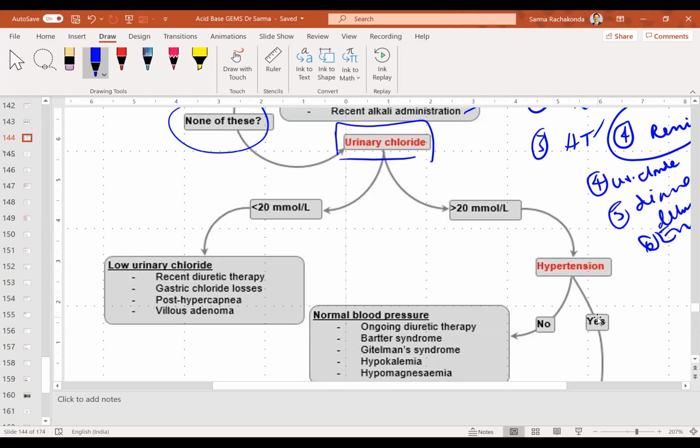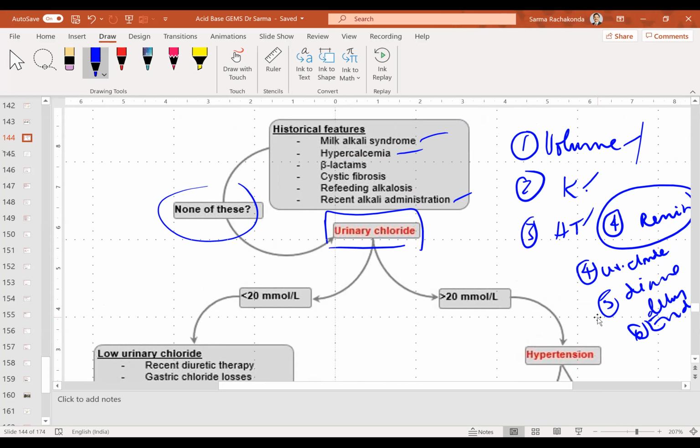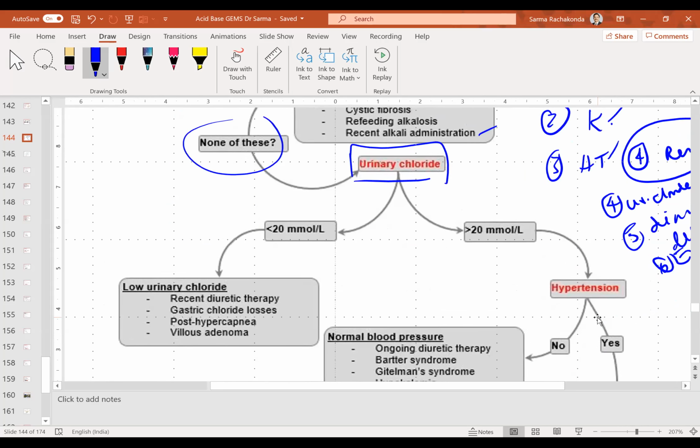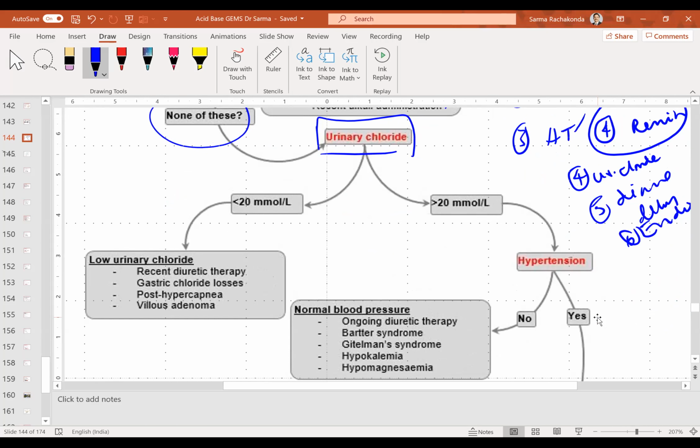So how do I know that? Immediately look at the clinical questions, and if none of the listed historical features are there, then look at urine chloride. The differential diagnosis goes by this channel. Urine chloride less than 20: I told you diuretic therapy is important. Gastric loss of hydrochloric acid: H+ is lost, that is why there is alkalosis, alkali excess, and along with that chloride is also lost. That means either by nasogastric aspiration or by vomiting, the acid and the chloride are taken away. So there is a metabolic alkalosis responding to chloride. And these are little rarer causes.